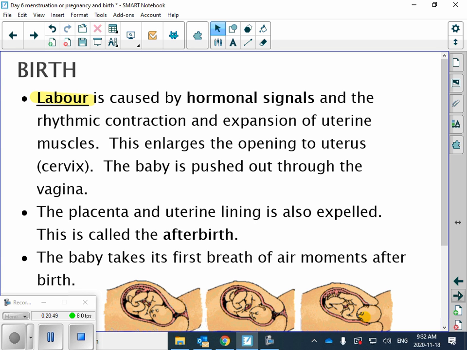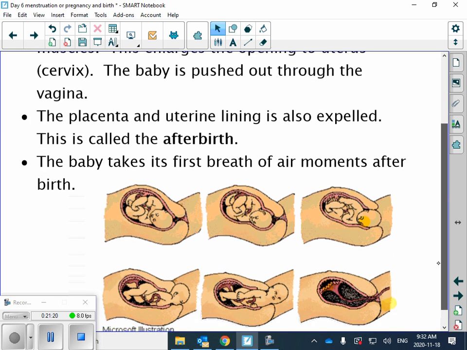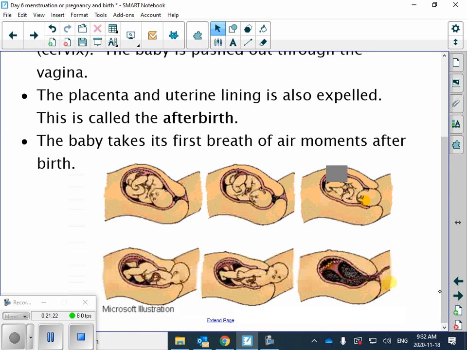Oxytocin acts on the uterus. It tells the uterus to contract longer, stronger, faster, harder. The more contractions, the more oxytocin the brain makes, the more oxytocin, the more contractions, until the baby's born. So these hormonal signals will enlarge the opening to the uterus. So the cervix will open up, and then the baby is pushed out through the vagina. The placenta and the uterine lining are also expelled. So this is called the afterbirth. The baby usually takes its first breath of air moments after birth.